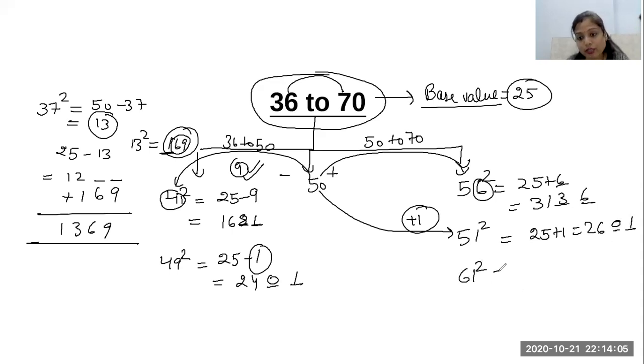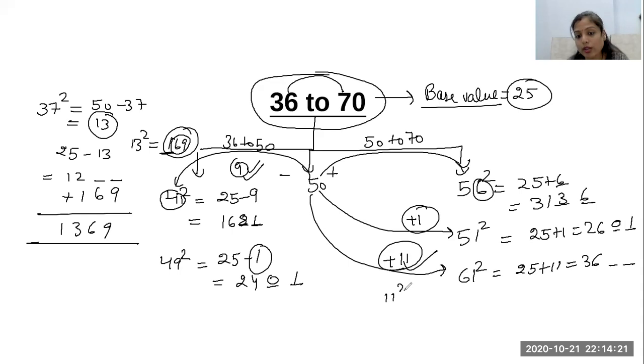Then if we get three digits or four or more, what do we do? Say it is more than 50 by 11. Then add 11 and 25, that is 36, guys. And the square we put is 11 squared, 121. So we put the last two digits at the end and the other digit goes to the previous number, then add all the numbers, and we get the square of 61.